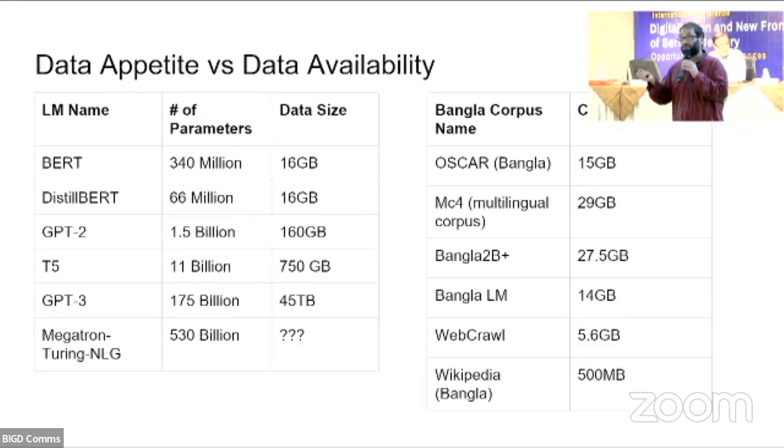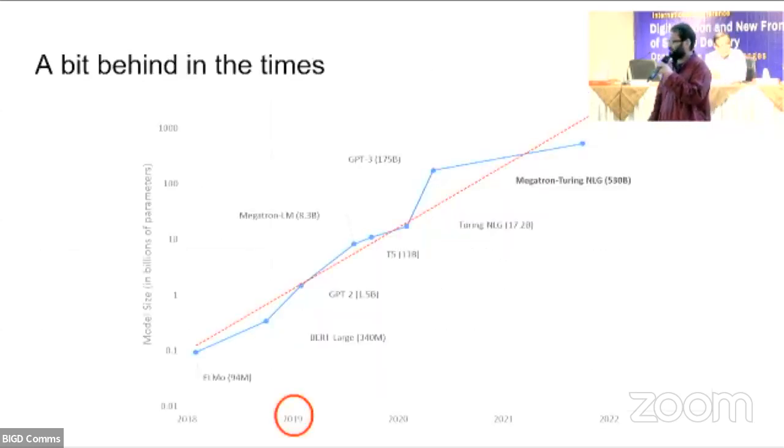T5 was trained on 750 gigabytes. And the one that has caught the public imagination, the one that almost every vendor, every client that you'd like to go to talk to who wants an NLP solution, they'd be like, ooh, I want something like that. They don't probably know the name, but they've heard the news. And the news is about GPT-3. That's 170 billion parameters, right? And it's trained on 45 terabytes of data.